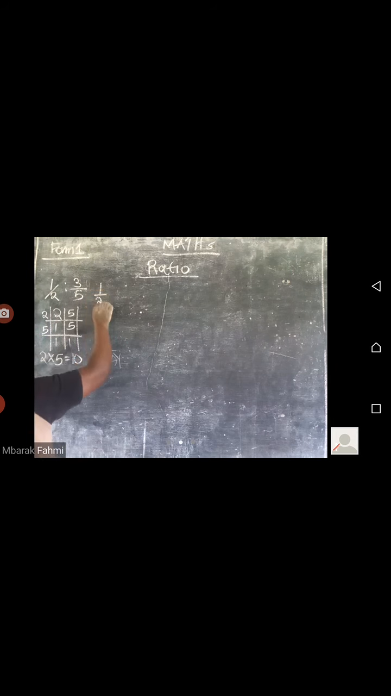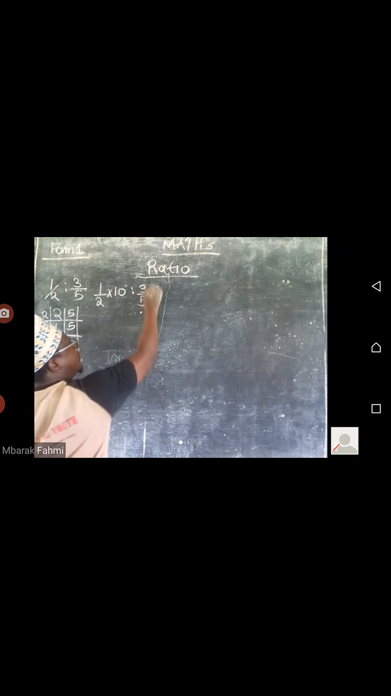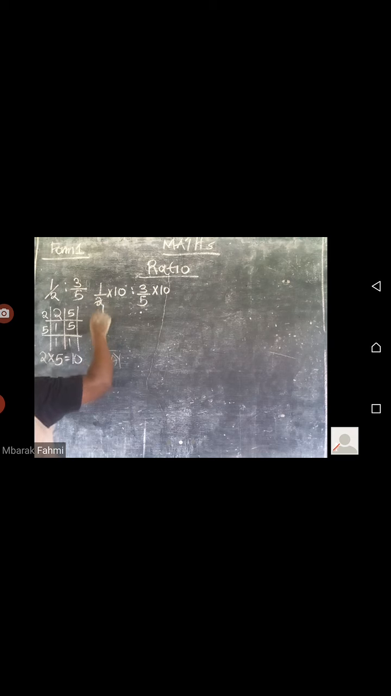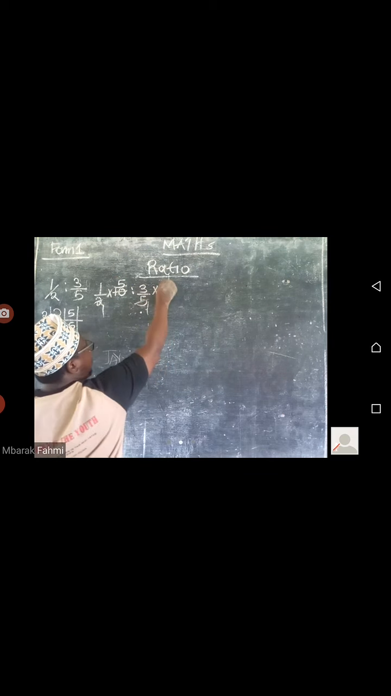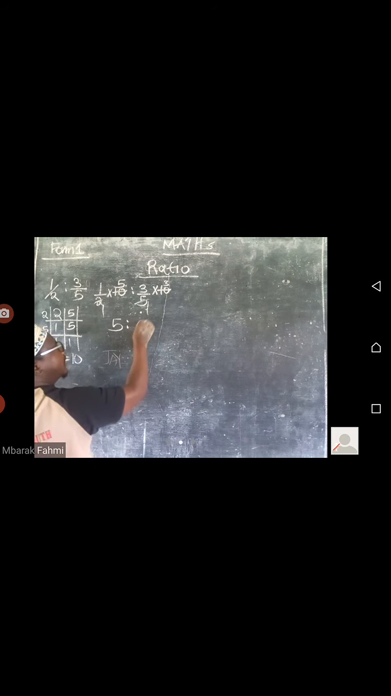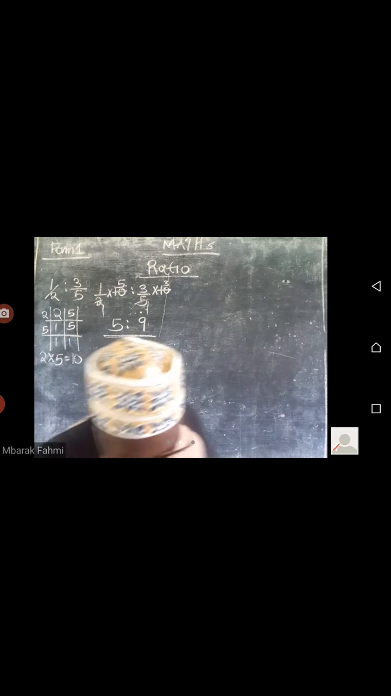So a half multiplied by 10 is 5, and 3 over 5 multiplied by 10 is 6. By 2, 1 by 2 is 5, by 5, 1 by 5 is 3. Therefore, we say 5 times 1 is 5, and 3 times 3 is 9. That now is a ratio written in a simplified form. That is 5 is to 9. Let me give another example.